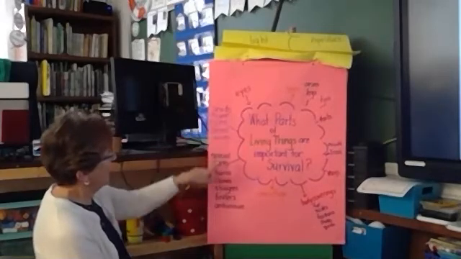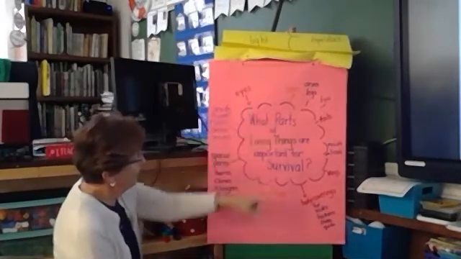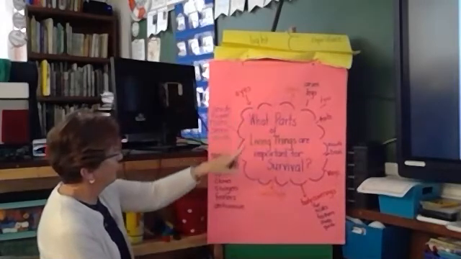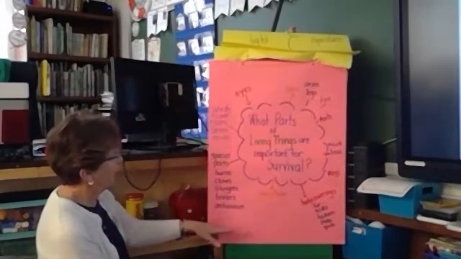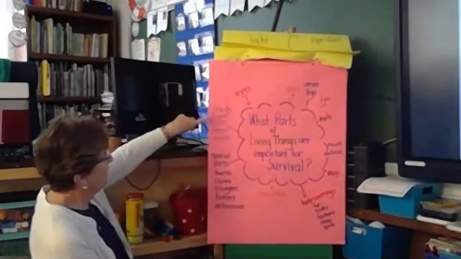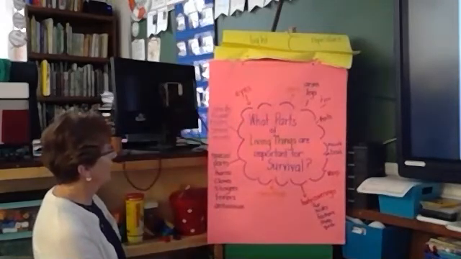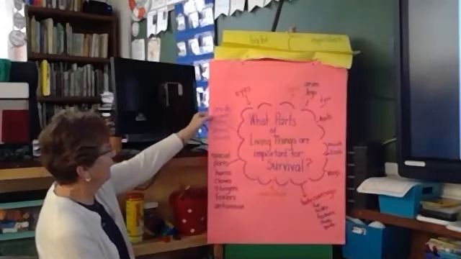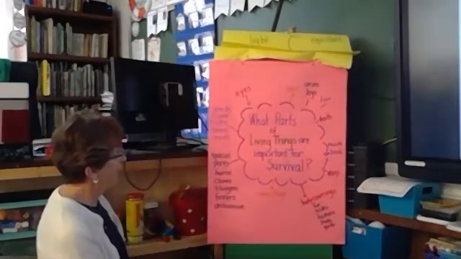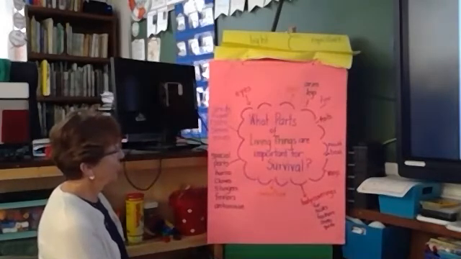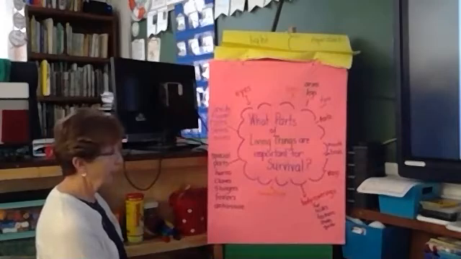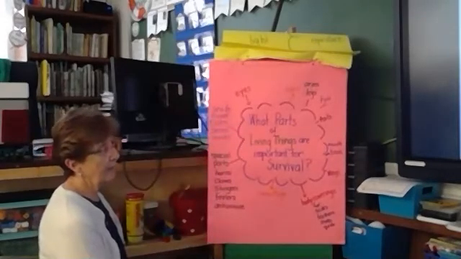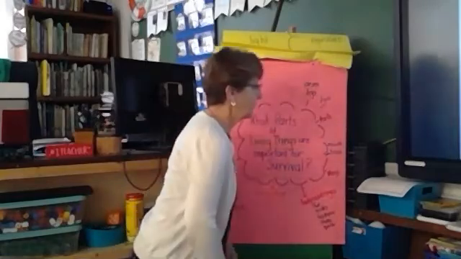And then remember, it said it wasn't just animals that had these different parts that help them to survive, but plants do as well, okay? Roots, stems, leaves, flowers, and seeds are all things that help a living thing, plant, to survive. So these are all the different parts of living things that are important to their survival.